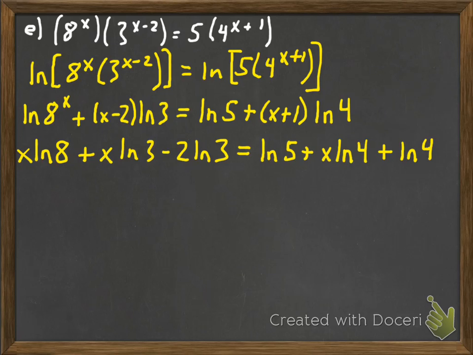Alright, now go ahead and use the distributive property here and here. Alright, so now we're at the point where we've got a bunch of single logarithms, and we need to get all the ones with the x's on one side of the equation, the ones without on the other. Let me highlight the ones with the x's. There, there, and there. Get those on the left side, put the other ones on the right side.